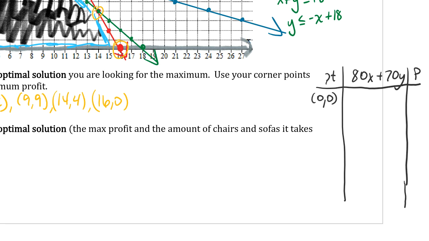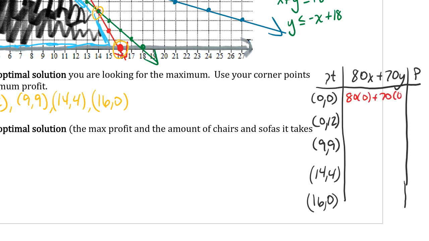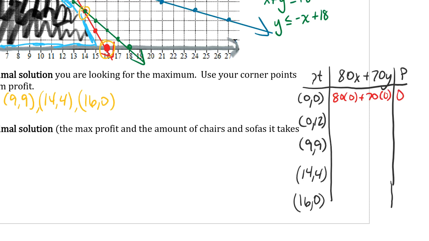So it's going to be (0, 0), (0, 12), (9, 9), (14, 4), (16, 0). Start plugging these in. So 80 times 0 plus 70 times 0 is just 0. First one's easy. For the next one, it's going to be 80 times 0 plus 70 times 12.